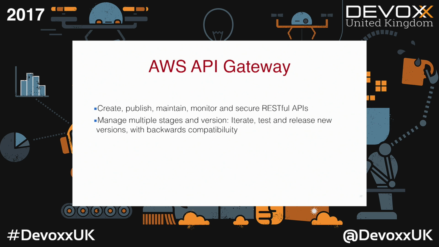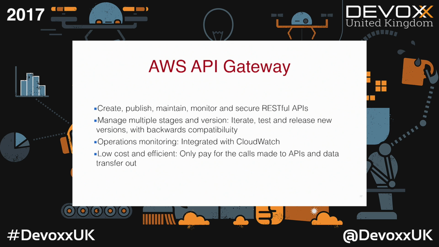You can manage multiple stages and versions. So you can say, here is my test version, here is my dev version. Now I'm releasing a new API, and here is how I'm going to do the consolidation across different APIs. AWS API Gateway is also integrated with CloudWatch. As you are invoking your APIs on the API Gateway, and as they are invoking the backend function, you can watch all of that and see the logging of it in CloudWatch. Just like Lambda functions, you only pay for the calls made to APIs and the data that transfers out as part of the API itself.